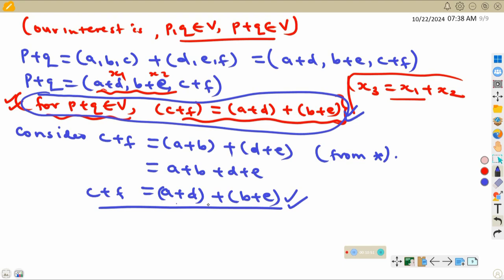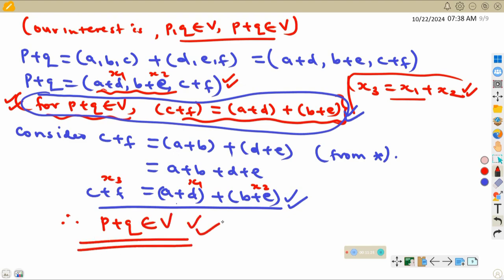So if this holds, what are these components for? This is x1, this is x2, and this is x3. So in other words, we are getting x3 equal to x1 plus x2, which means this condition will be satisfied. C plus F, A plus D, B plus E are the components for P plus Q. If that is the case, therefore we can conclude that P plus Q is actually an element of V. So that condition will hold.